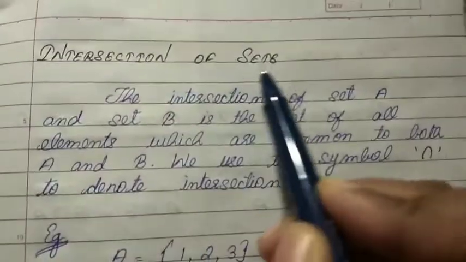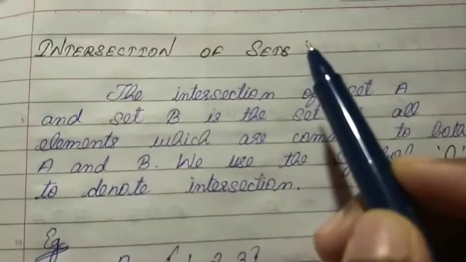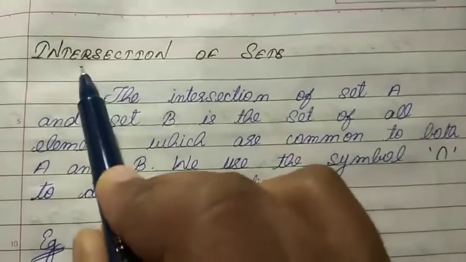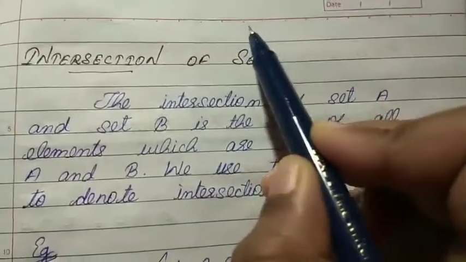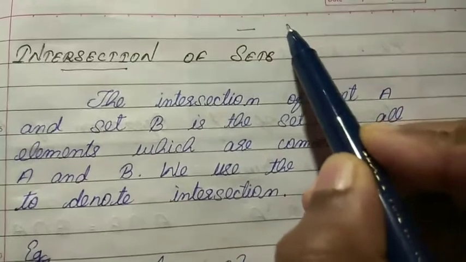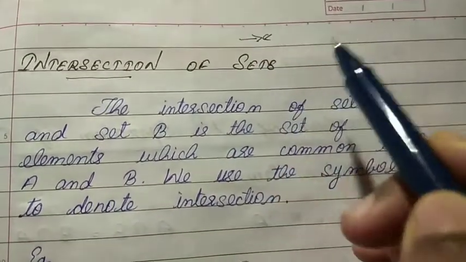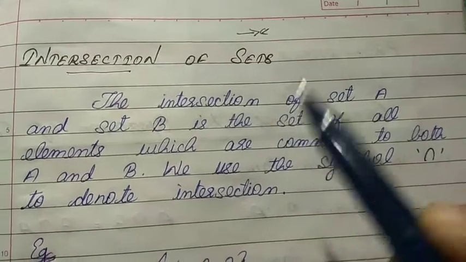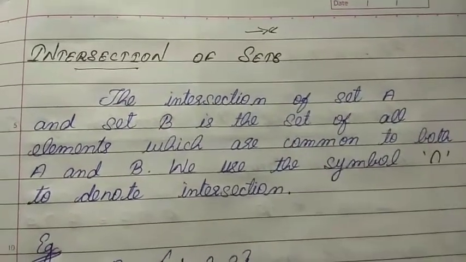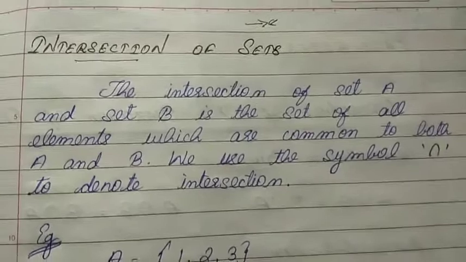Next is intersection of sets. Intersection here also, as the name suggests, there will be 2 or 3 sets given. You have to find the intersection. It means that it is the meeting point of those 2 sets or 3 sets. It depends on the sets that are given.